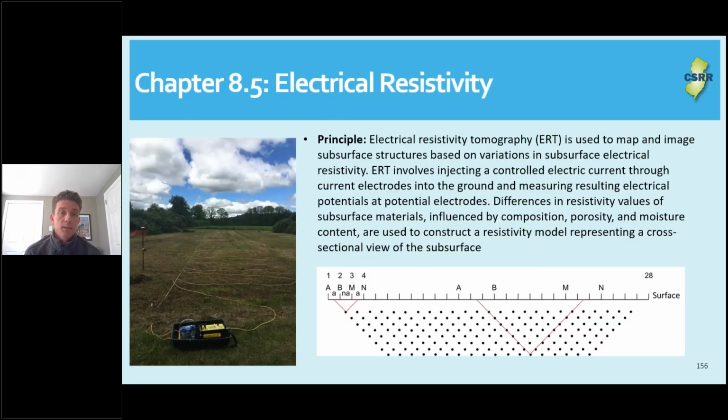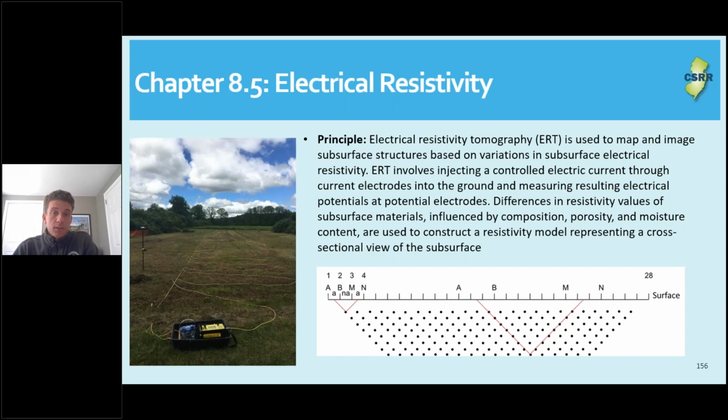All right, electrical resistivity. You may see this as ER or ERT, electrical resistivity tomography. So it's a method that injects DC current into the ground between 2 current electrodes and measures the drop of the current between 2 other potential electrodes. And from that, we can construct a resistivity profile of the subsurface.